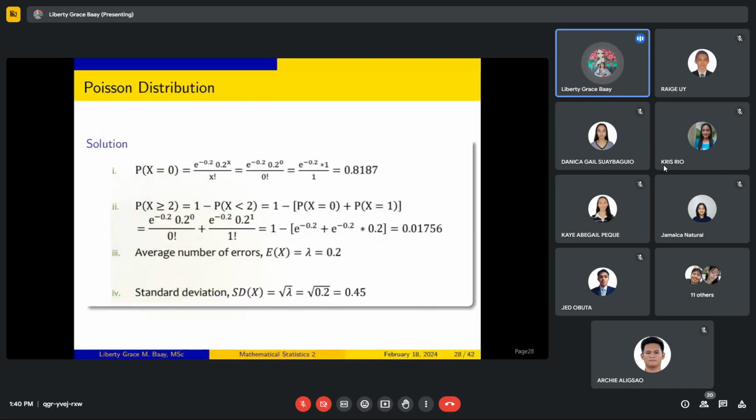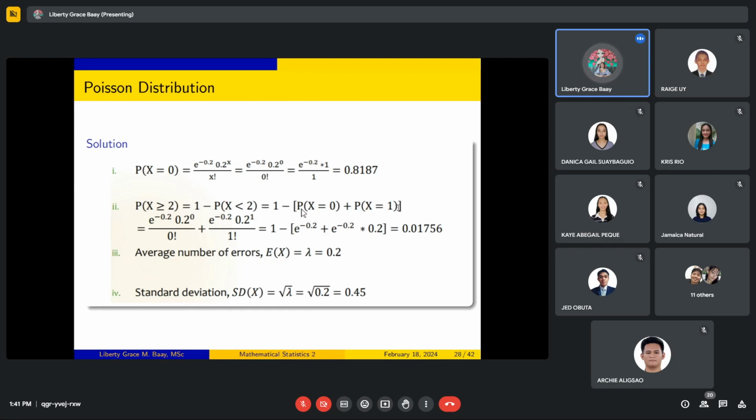Okay, so the next question, we are asked for two or more errors. So that means our x is greater than or equal to 2. The probability of x greater than or equal to 2 is simply 1 minus the probability of x less than 2. Okay? So this is just equal to 1 minus, so what are the numbers less than 2? So we have 0 and 1.